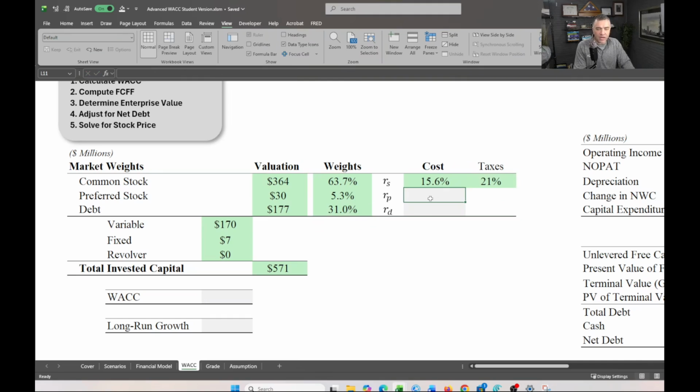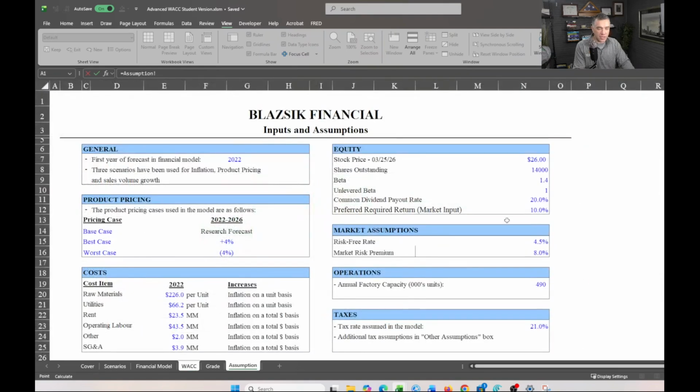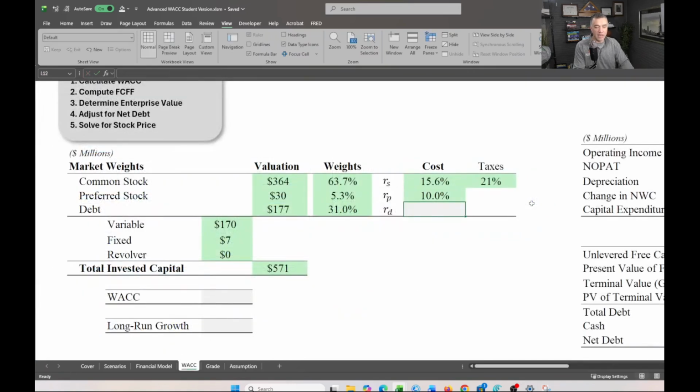Now we want to find out, well, what's the cost of preferred stock? Cost of preferred stock, well, that's pretty easy. It's in our assumption. The preferred required return, that's going to be that 10%. I'm going to bring that in. In other words, if we issue new preferred stock, we, as the company, have to pay 10% to the preferred holders. So that's the cost of that.